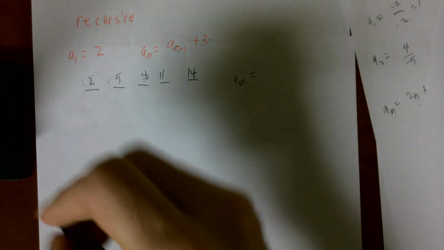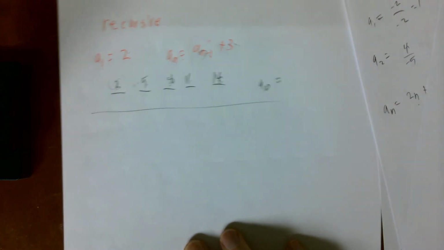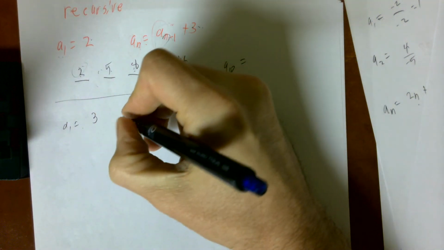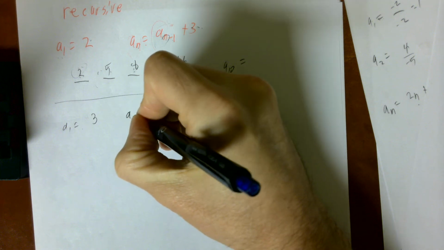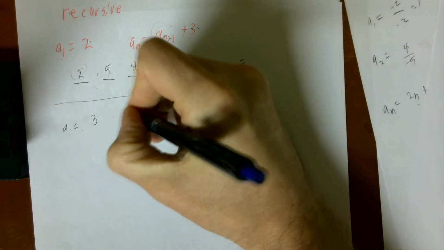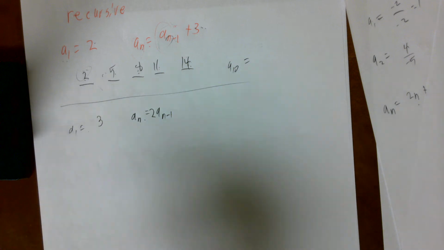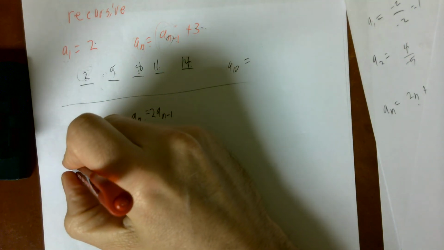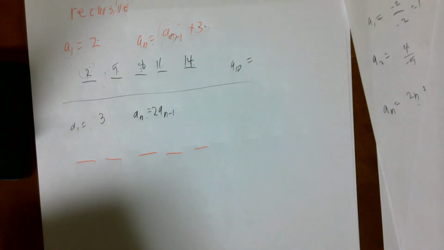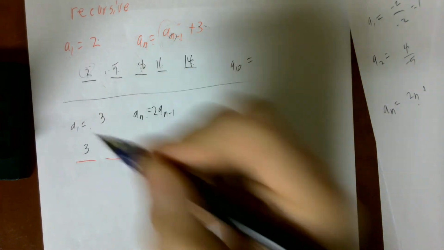But let's look at another one. Let's say I give you a sub 1 is equal to 3, and this time I tell you a sub n is equal to a sub n minus 1 times 2. So for this one, I'm going to put my dashes down. I want the first 5 terms: 1, 2, 3, 4, 5. The first term's easy, they tell me my first term is a 3.